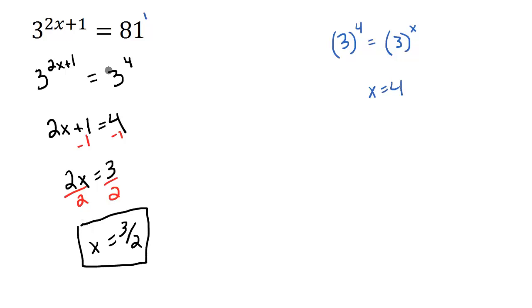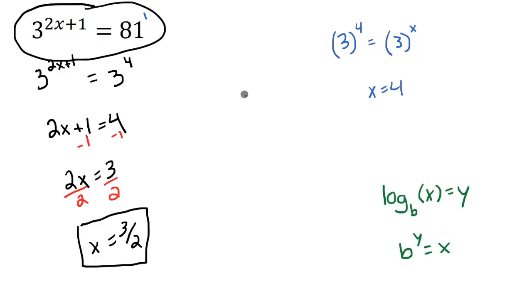If you didn't want to solve it that way, you could have taken this original equation right here and moved it into log form. We would have had log base 3 of 81 equals 2x plus 1, and you could have solved it that way as well. You would have evaluated log base 3 of 81, and then that would equal 2x plus 1, and solve it. So that would have been a second option.